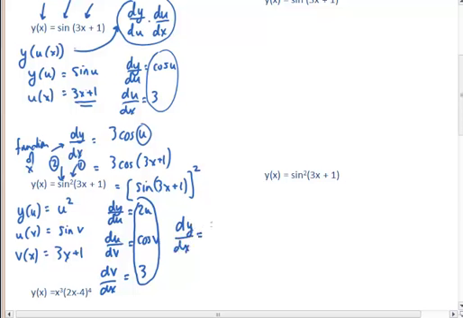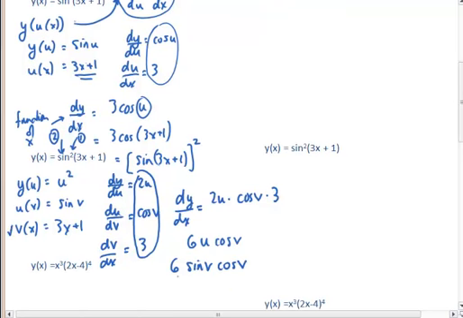dy/dx will be 2u times cosine of v times 3, bringing the coefficients out in front. I'll have 6u cosine of v, and doing my substitutions, I'll have 6. I'll substitute back in for u, sine of v, and I have cosine of v, and now I'll make my last substitution where I'll substitute the 3x plus 1 in. And that would be my final answer.